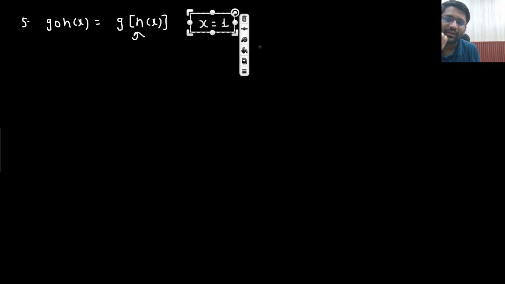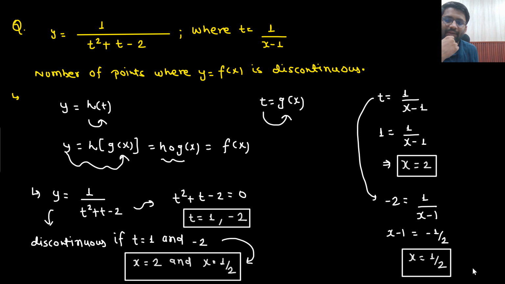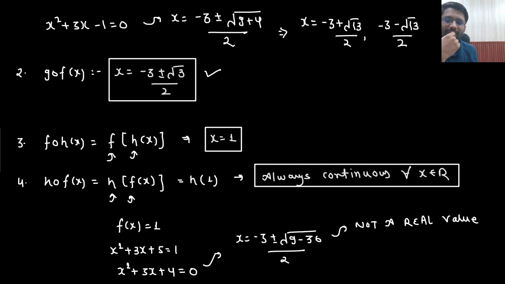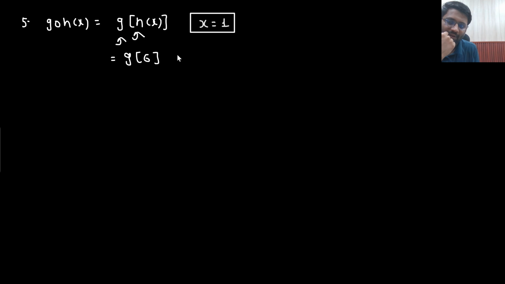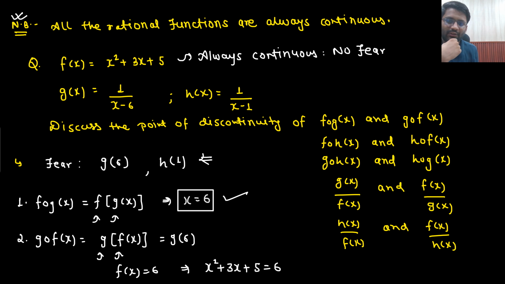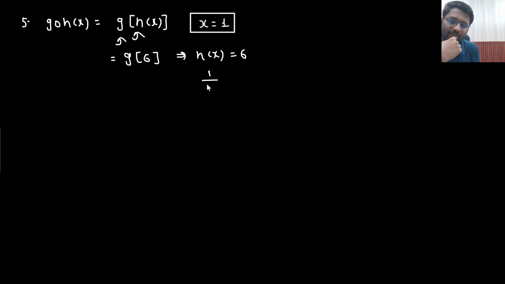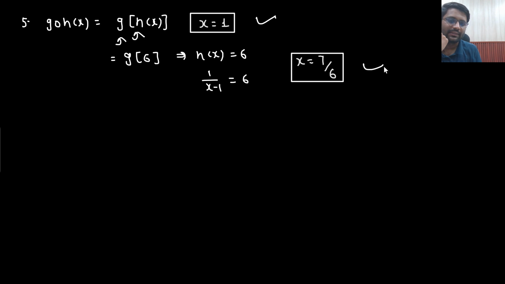Then I will go and ask g, who is your matter of concern? He will say g of 6 is my matter of concern. That means h of x being equal to 6 is the matter of concern. What is h of x? 1 upon x minus 1. So 1 upon x minus 1 equals 6 is the matter of concern, so x comes out to be 7 by 6. Okay, so 2 points of discontinuity are there, x equals to 1 and 7 by 6.